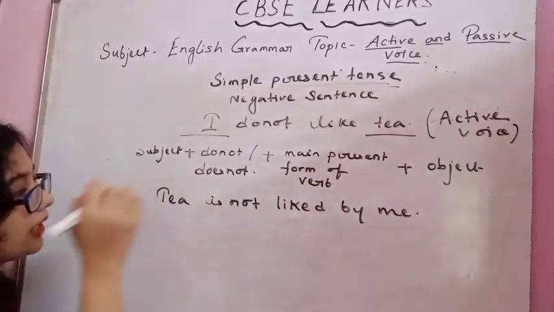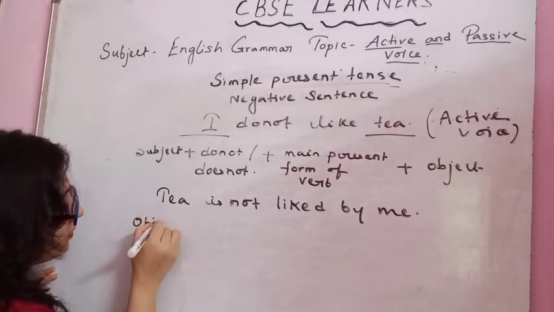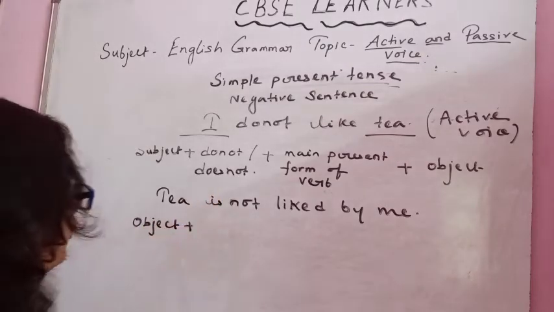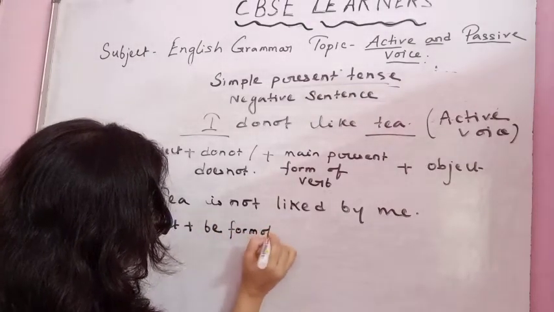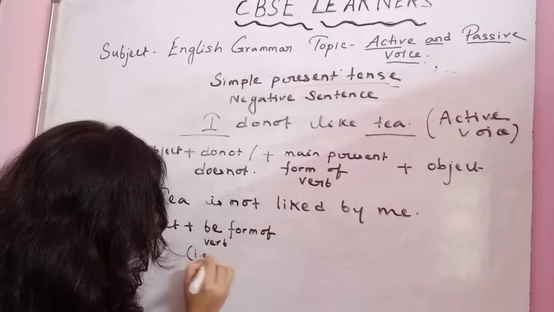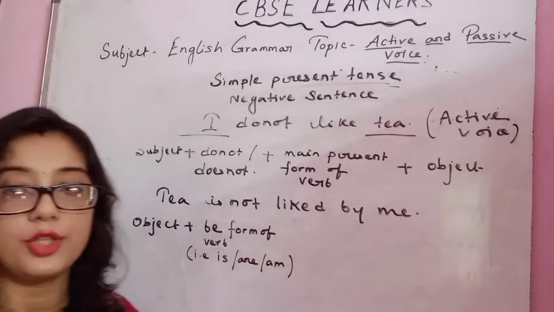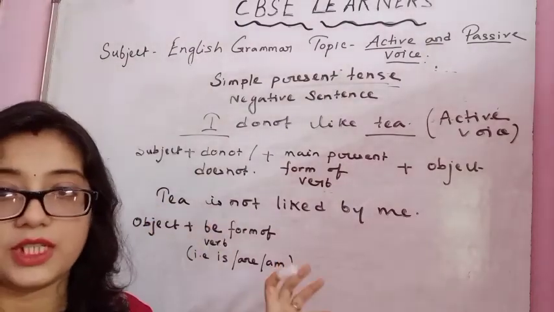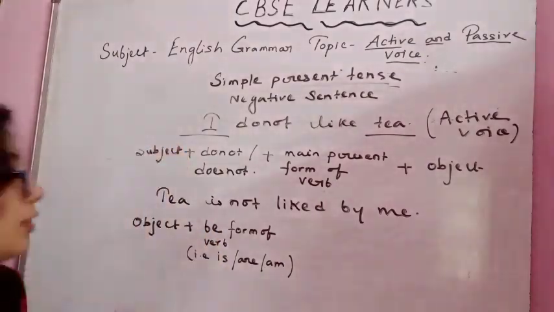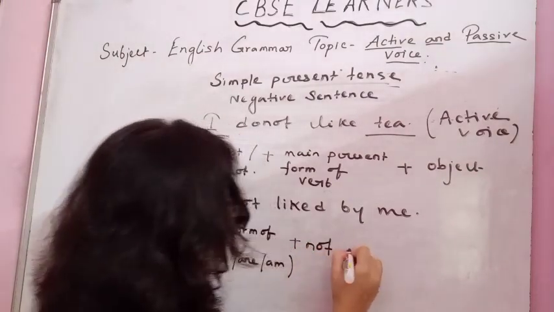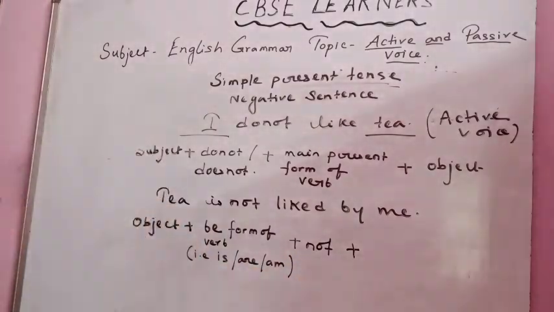I will explain why tea is not liked by me, because tea is now the subject. How can we construct the formula? Tea is the object, so object plus the be form, because we need the be form to convert it into passive. The be form of the verb, that is is, are or am, depends on the object in the case of passive, and on the subject in the case of active. Plus not. In the case of a negative sentence in passive voice, you have to add not.